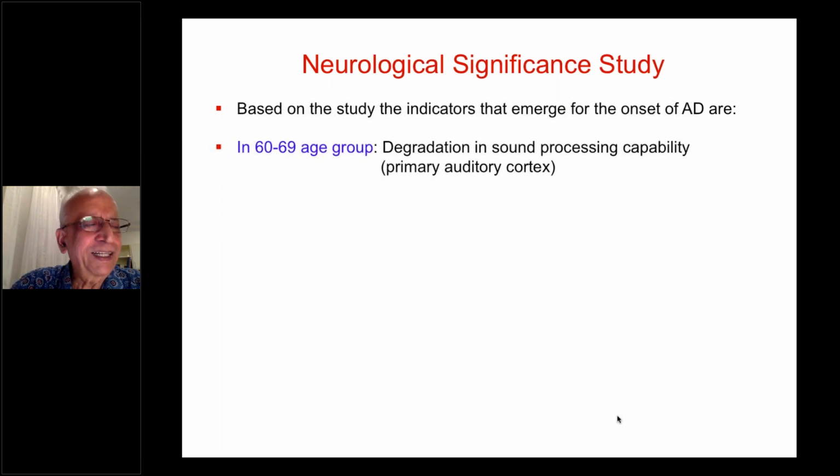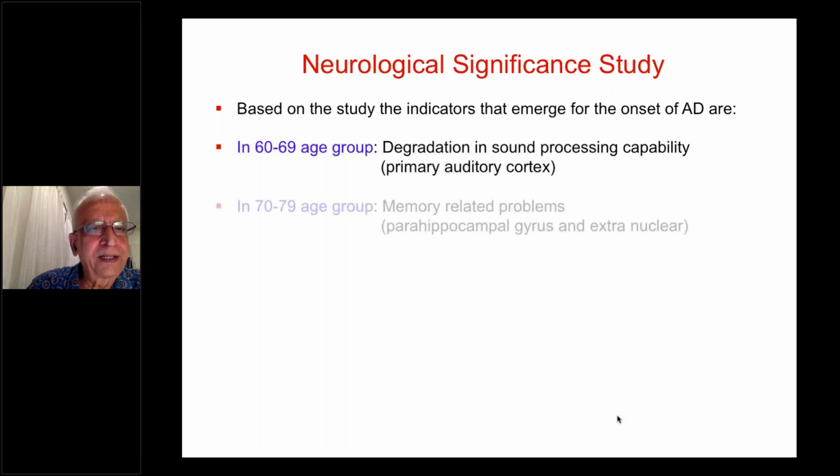Now you can see in the age group 60 to 69, sound processing, hearing, is the problem. I'm not saying here that if you have a grandfather in his 69th year and he is very hard of hearing, you should say he is suffering from AD. This is likely, that's what we are saying here. Degradation, slow processing, that's a good indication.